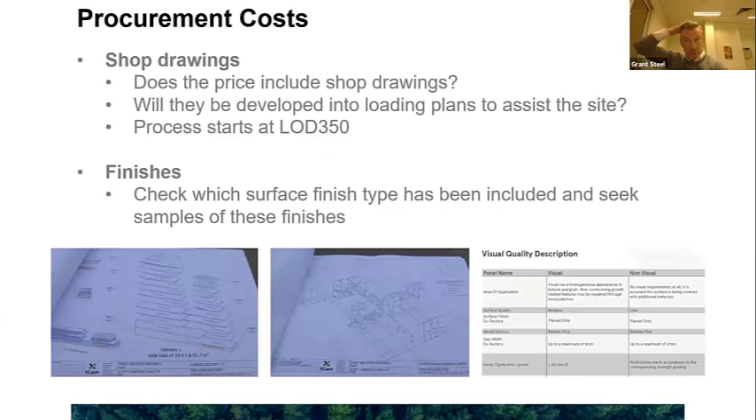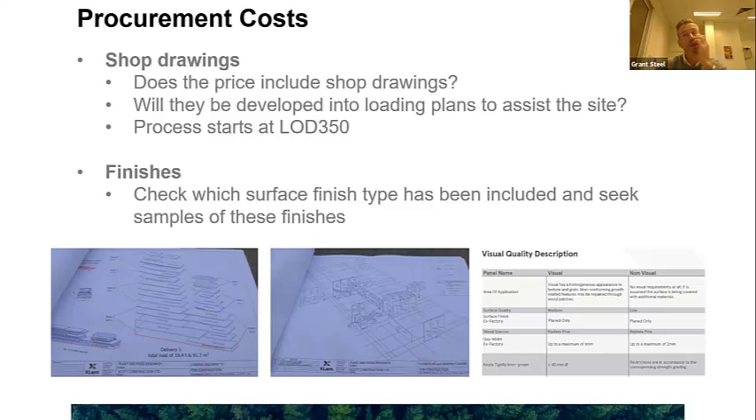Moving on to shop drawings. Obviously, you need to ask whether it's inclusive of shop drawings and what the quality of these shop drawings will be. Ask whether they'll be developed into loading diagrams such that these can assist the site or the storage facility at the receiving end. Typically, the manufacturer shop drawing processes start at LOD 350 as a minimum, so you need to consider this with your incumbent engineer such that that gets up to that status before it's handed over.